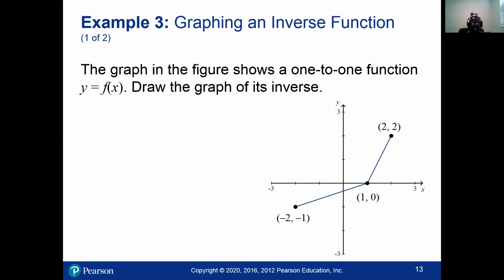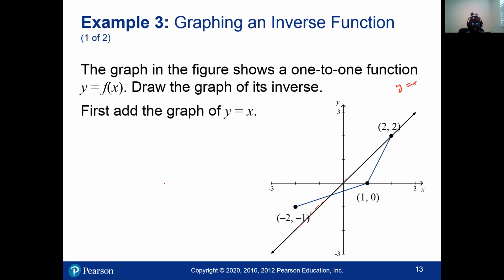So let's take an example. It says that the graph in the figure shows a one-to-one function. Draw a graph of its inverse. First we have to draw the line passing through the origin, the line y is equal to x. This point 2 lies on the line, so if you reflect it, it's going to be the same point. But this point, (0, 1), when I reflect it, it's going to be what?